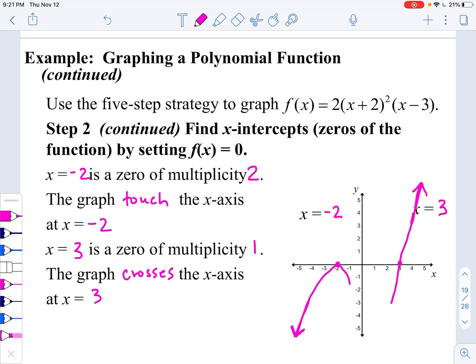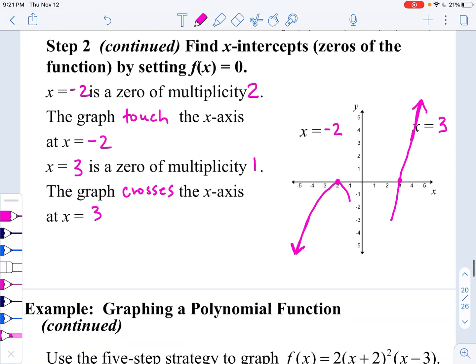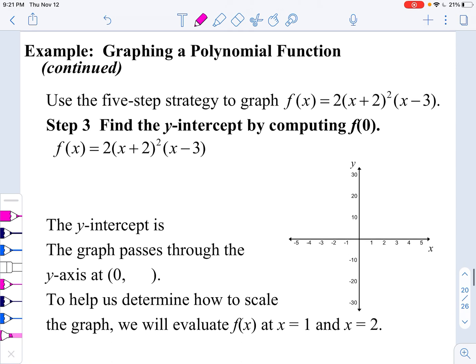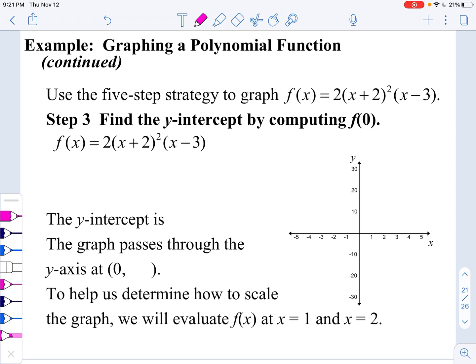We now need to take it to step number 3. Step number 3 wants us to go about computing that y-intercept. So in order to find a y-intercept, that means that we're going to plug in 0 wherever we see the x value. So f of 0 is equal to 2 times 0 plus 2 squared times 0 minus 3. So we have 2 times 0 plus 2 is 2.